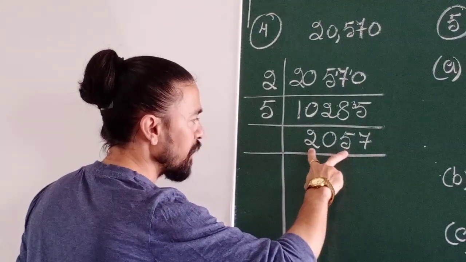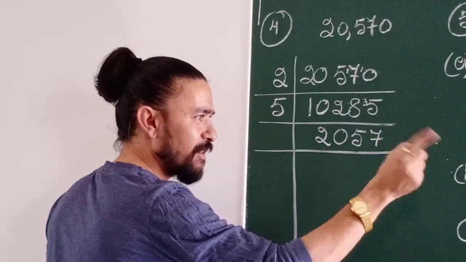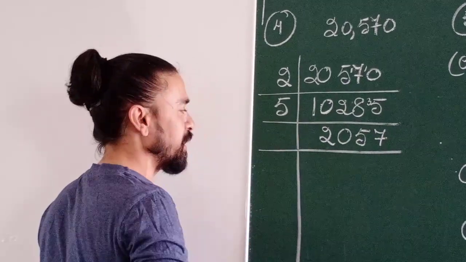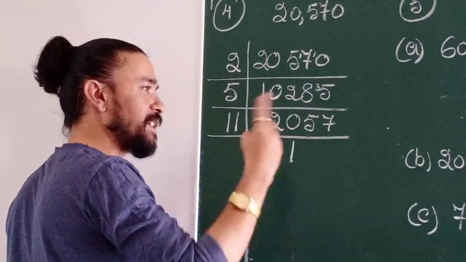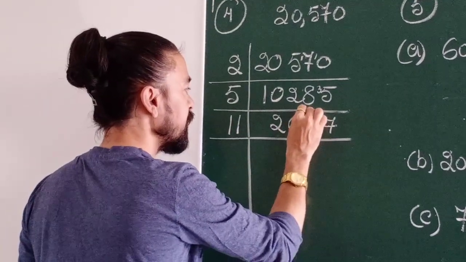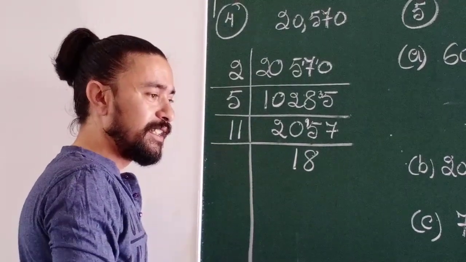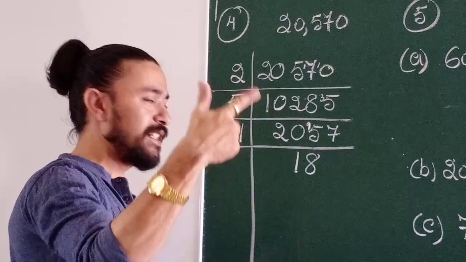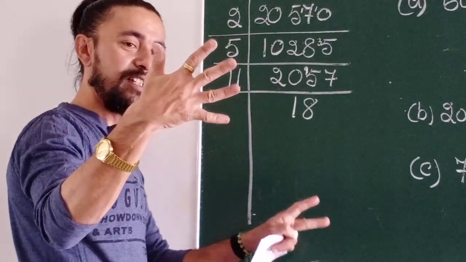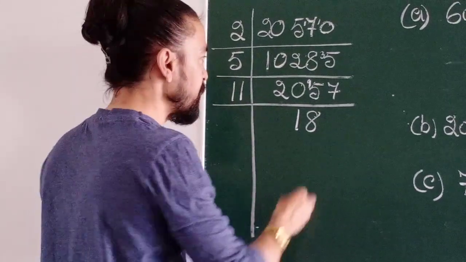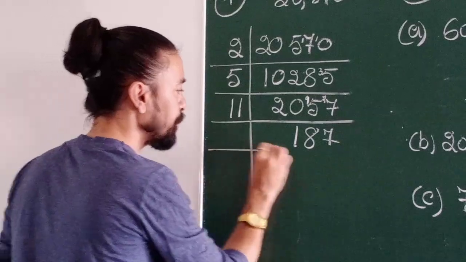Alternate numbers. So 2 and 5 is 7, 0 and 7 is 7, and 7 minus 7 is 0. So it will be divisible by 11. 11 ones are 11. Out of 20 I take away 11, I am left with 9. 11 8s are 88, 89, 90, 91, 92, 93, 94, 95. So I am left with 7. So that 7 comes here.